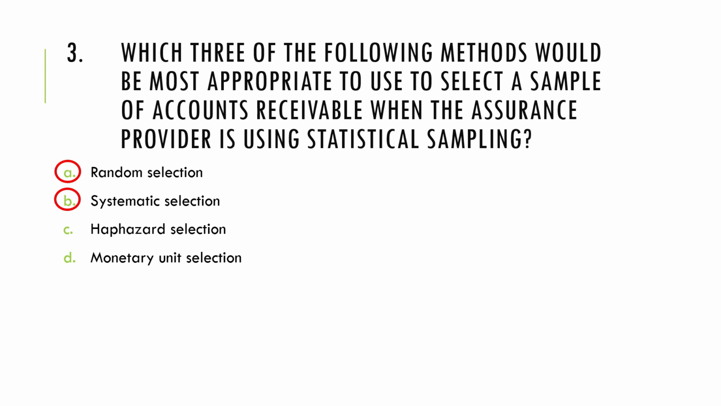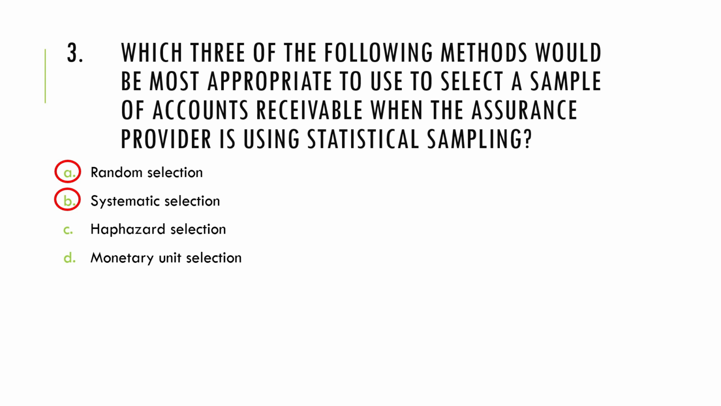And systematic selection will, of course, require us to compute a sampling interval, which the formula would be the population size divided by the sample size. So this sampling interval will lead us to the sampling unit to form part of our sample. That is also a probabilistic sample selection technique.